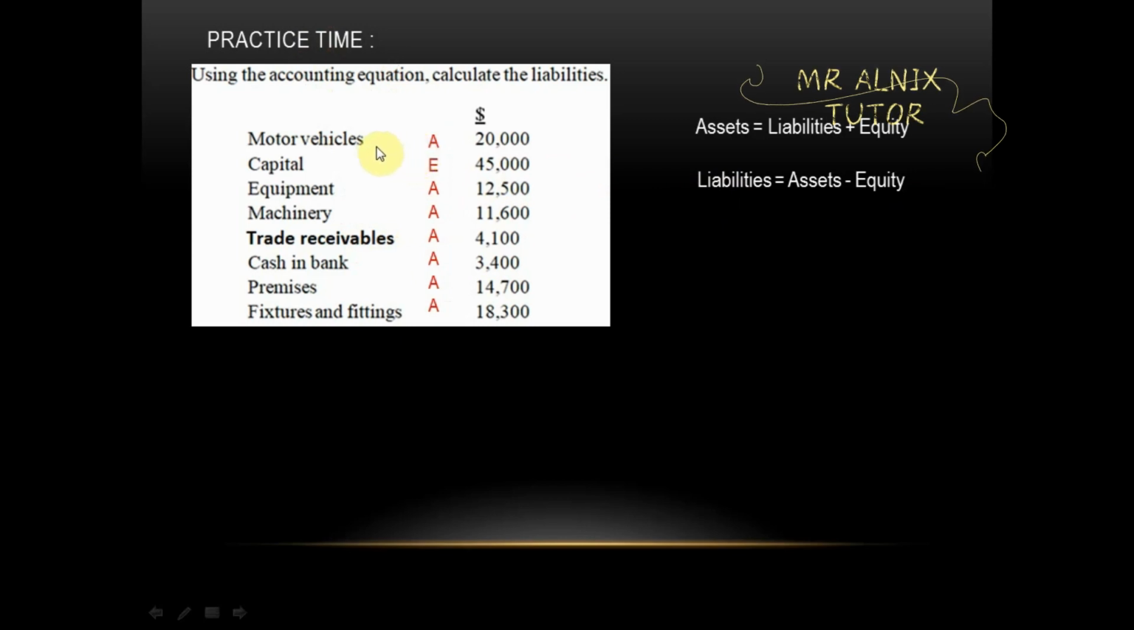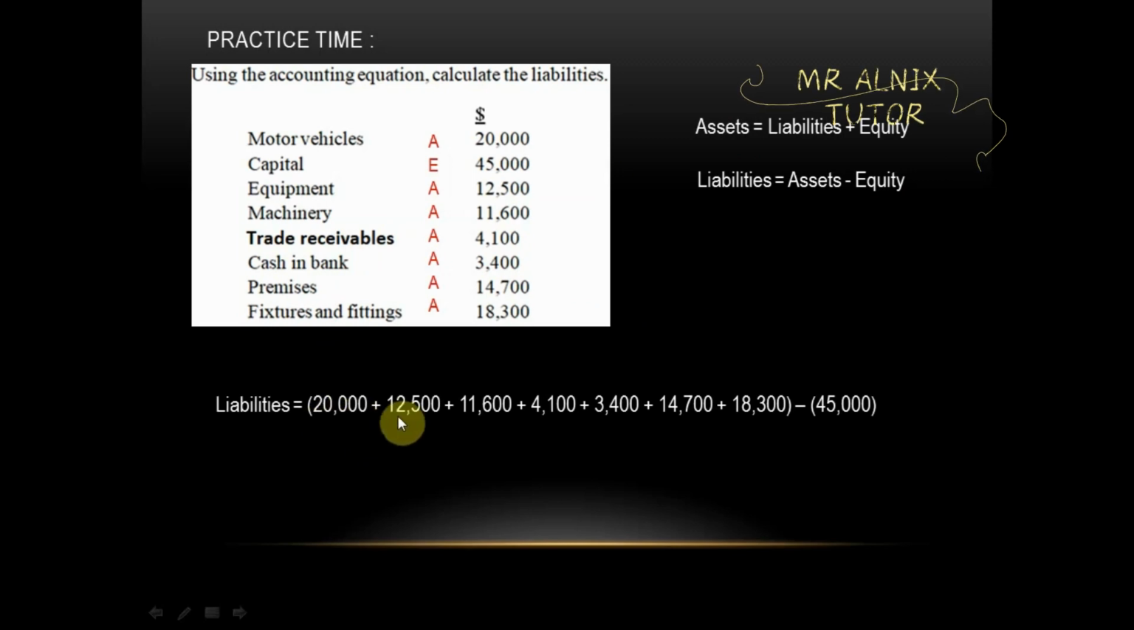Number 1, motor vehicle under assets. Number 2, capital under equity. The rest are equipment under assets, machinery under assets, trade receivables under assets, cash in bank under assets, premises under assets, fixtures and fittings under assets also. So we just fill in the blanks based on this formula. You see the next.